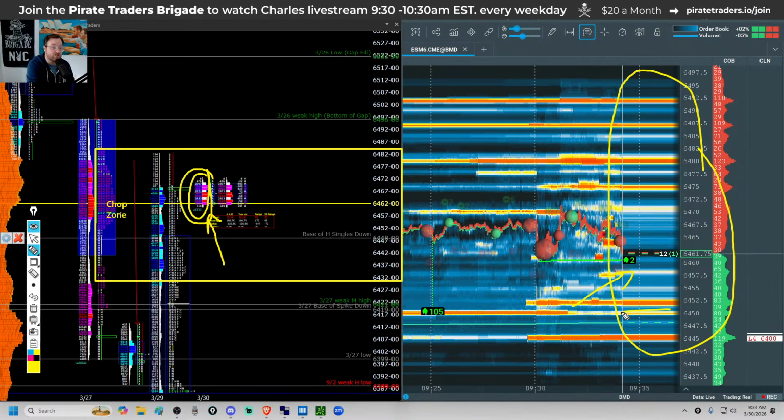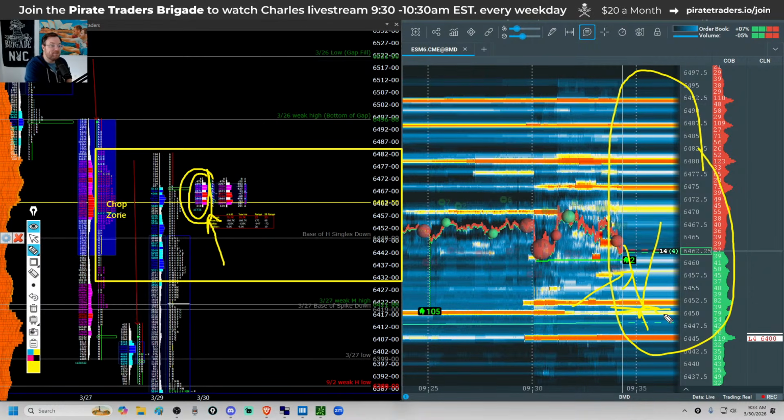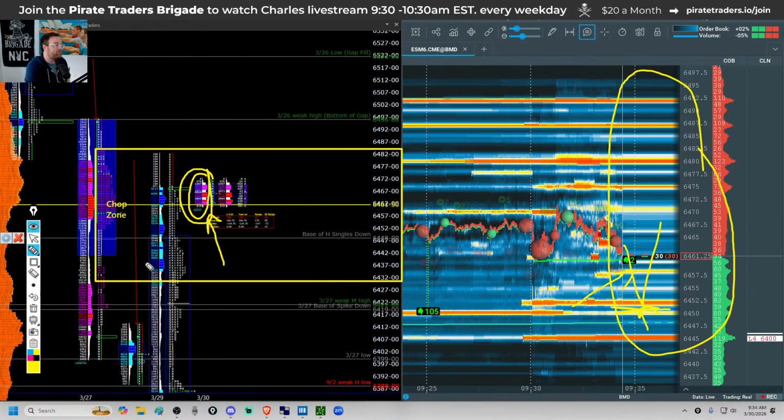If you have a large support level with lots of liquidity where you're expecting a bounce, and then right as the market gets to it, it disappears, well, now you're no longer expecting a bounce. So you want to know that. You want to recognize when those changes happen.